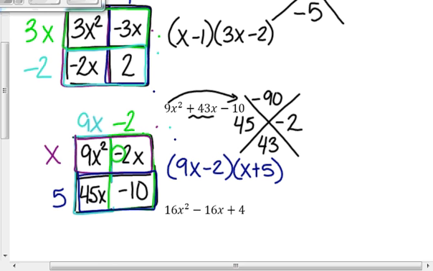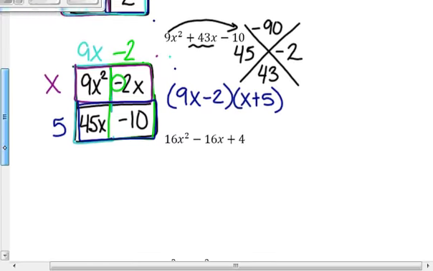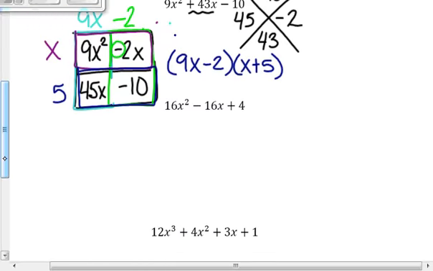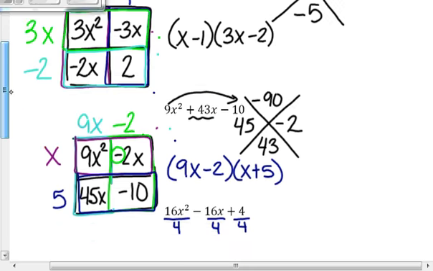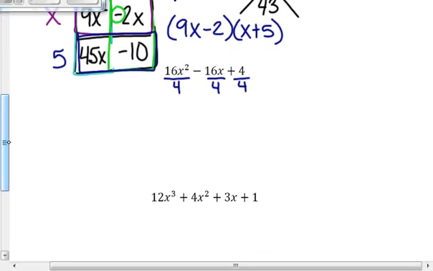Okay, one more like this. Always check and make sure you have a GCF in your quadratic function before you start factoring out. And in this case, we do. 4 goes into 16, -16, and 4. So what we're going to do is divide each term by 4. We want to get out that GCF to make it smaller and easier. We didn't have a GCF in any of the ones above. They were already in simplest form. So we're going to factor out the 4.